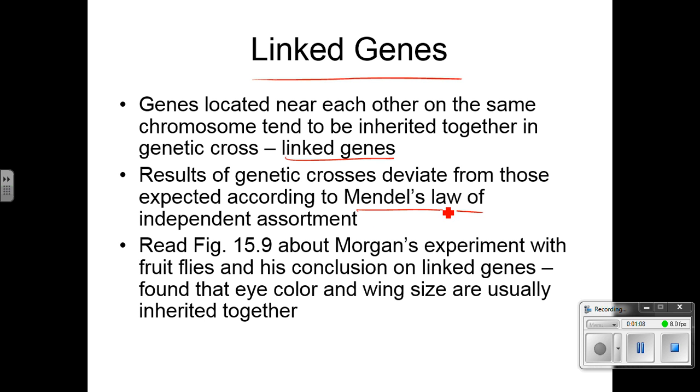Mendel's original law of independent assortment assumed that genes were located on different chromosomes. But we know that there are some genes that are located on the same chromosome, and if they're really close together, the odds of them being inherited together is pretty good. You can read about Morgan's experiments with fruit flies, where he discovered linked genes with eye color and wing size, and that these two are usually inherited together.